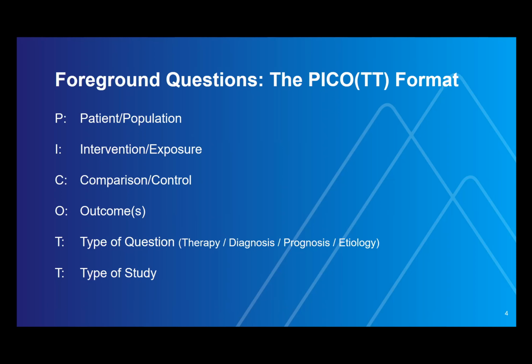So P stands for patient or population, and I think that's what's really essential to the first element of the PICO question: thinking about your patient as a member of a reasonable clinical study population.